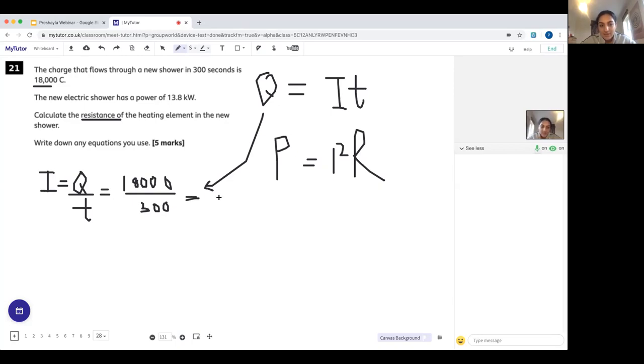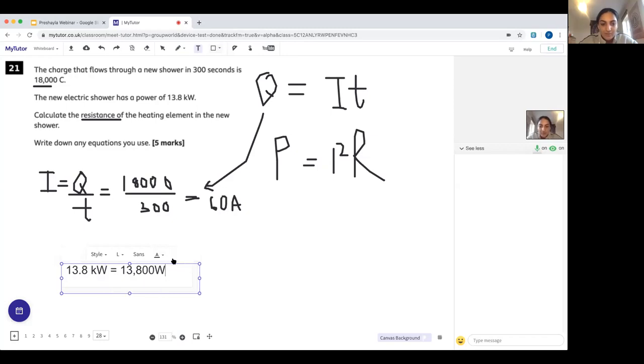Now we can use that in the next equation. So power, we know is 13.8 kilowatts. Now, how do we get kilowatts into watts? What do we need to times by? Well, we need to times by 1,000. So 13.8 times 1,000 is 13,800 watts. So that's our first step, to convert kilowatts to watts.